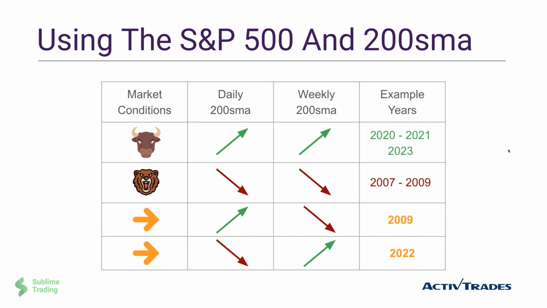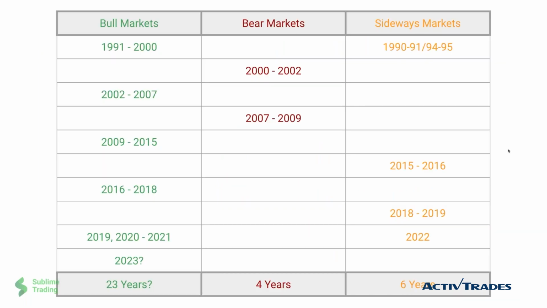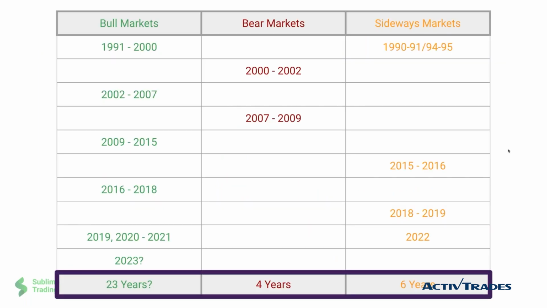Now, here's the thing, guys. Be aware that when the stock market is going sideways, where's the money gone? And that's when you may start seeing opportunities in commodities and Forex. So it's always good to have a global view of the markets and then move to where the money is. Now, here's a table, guys. I've gone back to 1990. If you look at the bottom there, since 1990, we've had around 23 years of bull markets, only 4 years of bear markets, and 6 years of sideways markets.